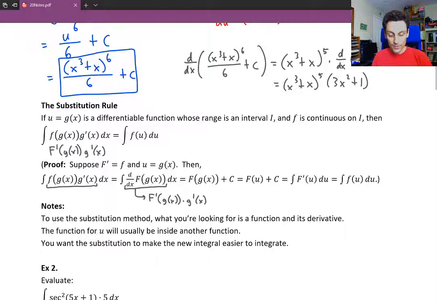So a few notes. To use the substitution method, what you're looking for is a function whose derivative appears with the dx, whose derivative you can put right next to the dx, like multiplying it to the dx, you can think. The function for u is usually going to be inside of another function. That's not always the case, but a lot of the time it is. And you'll want to make the substitution to have a new integral that's easier to integrate. That's the whole goal here, is to turn an integral that you can't do into an integral that hopefully you can do. And if it messes things up and makes things more complicated, well, maybe substitution isn't the right technique. And again, we'll look at a second technique in the next packet.